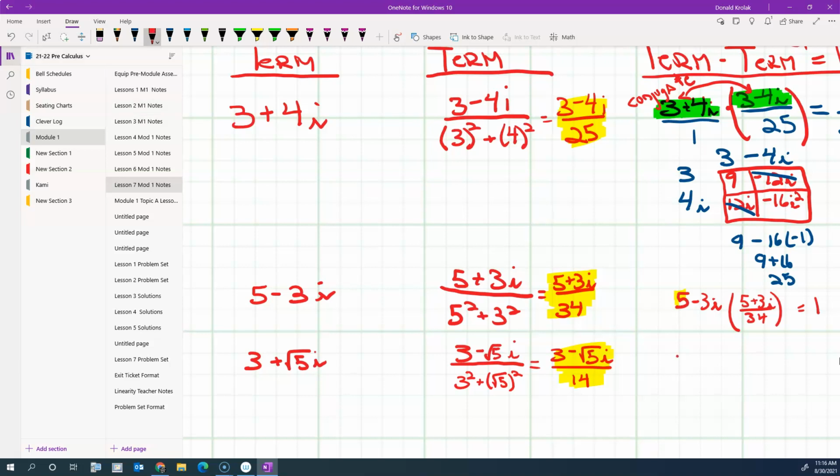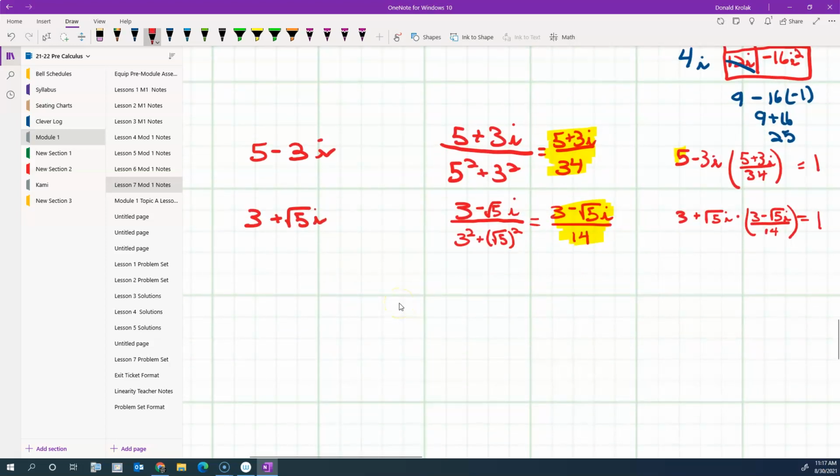Does that make sense, Christian? Yeah. Okay. Yep. 3 plus root 5 i times 3 minus root 5 i over 14 is 1. All right.